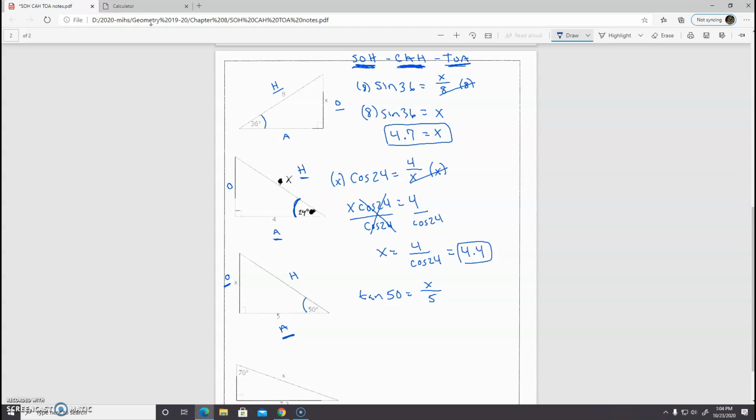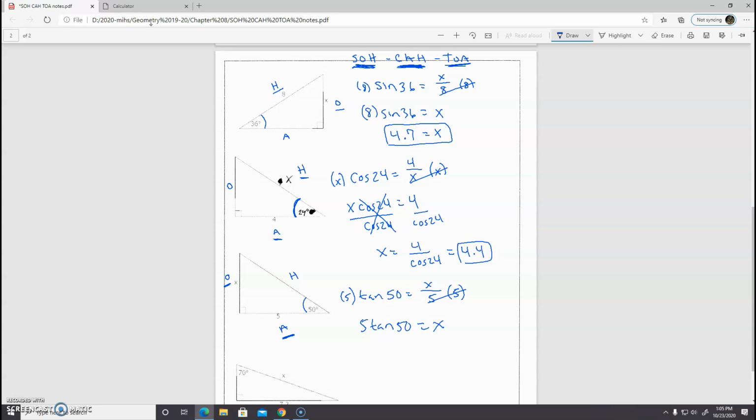So notice what we did in problem 1. The rhyme is if x is up high, so if it's in the numerator, you multiply. We multiplied both sides by 8. If x is up high, we multiply. So we're going to multiply both sides by 5. It's just a little rhyme to help you remember: if x is up high, we multiply. And that's going to cancel.